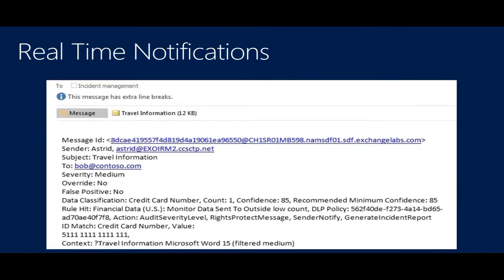And here's that same message that we talked about. As you can see, here's the audit data. So you can see it's medium severity. There was no override. There was no false positive. And then we have the classification. It was the credit card number, and there was only one of them, and it was an 85% confidence that it was a credit card number, in the minimum restriction.